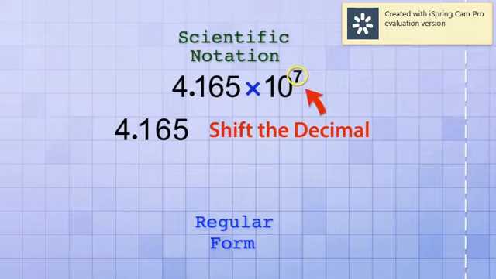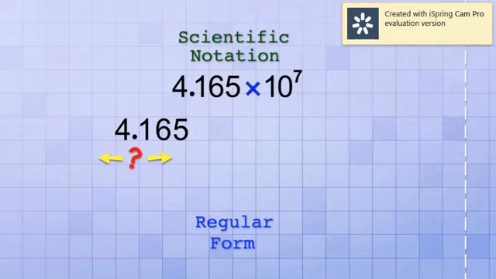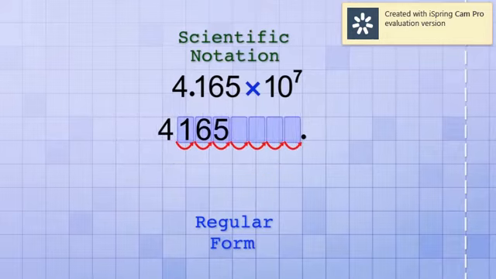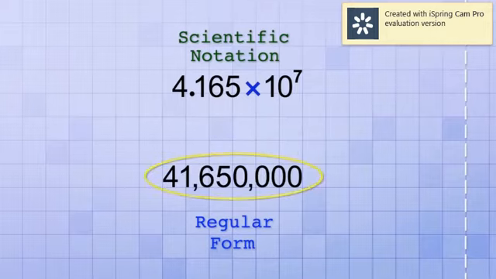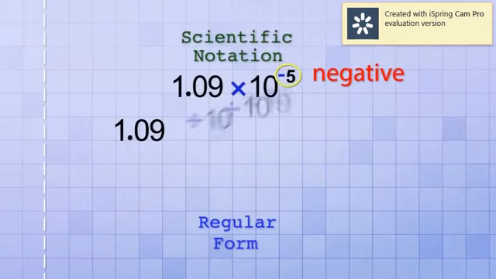that number of places. Which direction do we need to shift it? Well, since we're multiplying by factors of 10, we need to shift it in the direction that will make the number bigger. That is, we need to shift it to the right. So we'll just shift the decimal point 7 places to the right. But as you can see, there aren't 7 digits after the decimal. So any places that don't have a digit will just be filled with a 0. There, our number in regular form is 41,650,000.